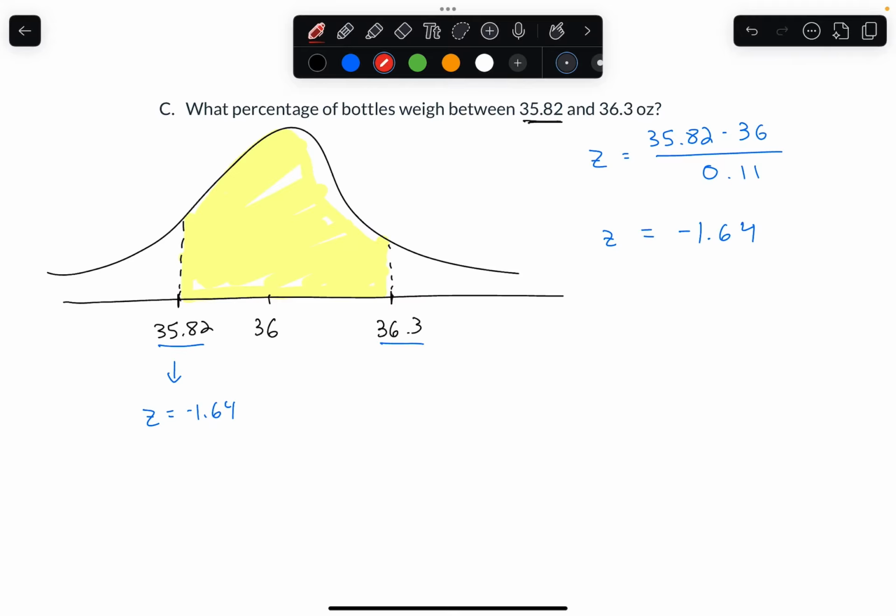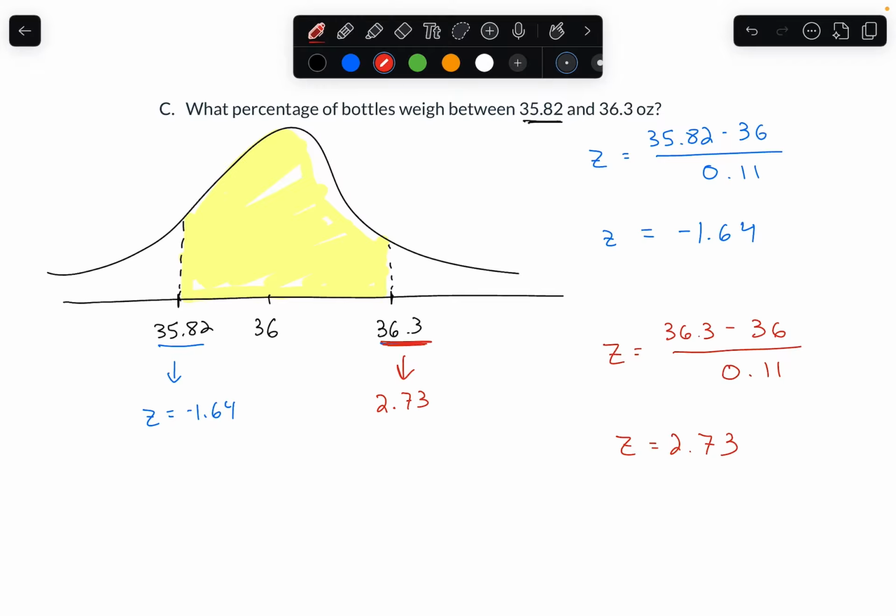I'm going to do the same thing now for 36.3. Let's find that z-score. So z equals x, which is my observation, 36.3, minus my mean, which is 36, divided by my standard deviation, 0.11. So 36.3 minus 36 divided by 0.11 gives me z equals 2.727, which would round to 2.73. So this z-score is a positive 2.73. So I've got my two z-scores.